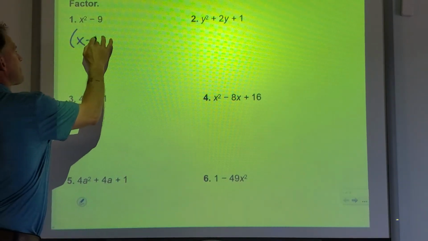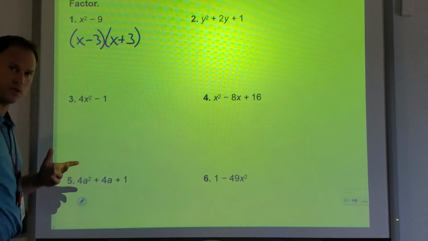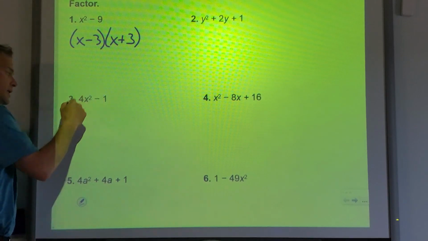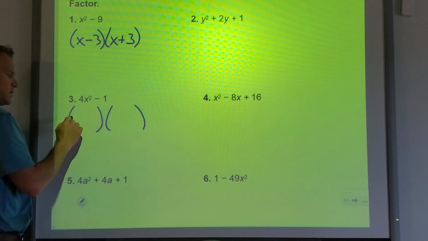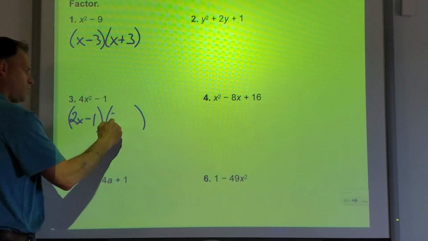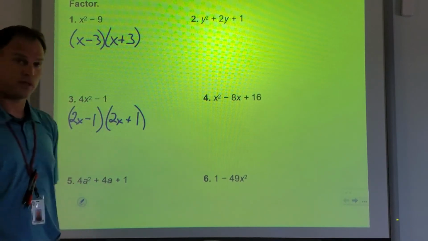So minus 3x plus 3, cool. So if you get something like this, same concept. Remember, this is a perfect square, that's a perfect square, so 2x minus 1 and 2x plus 1. So that's one type of factoring that you need to remember.